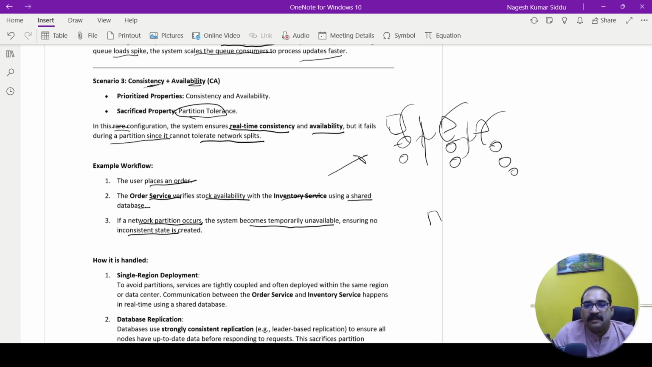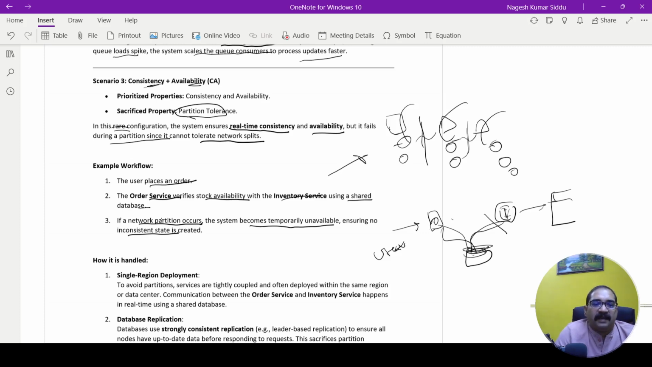That means this is an order service, this is an inventory service, right? Now if I use the same database, order service refers to the database, and inventory service also refers to the same database. You may ask why? Because this is just for ordering purposes, for the user interface, whereas the inventory service can be for an inventory manager or stock manager who reads these reports and may use them for reporting or for further ordering with their vendors. So these two services use the same data. If one is not available, the other will still be able to get the data. So if a network partition occurs, the system becomes temporarily unavailable, ensuring no inconsistent state is created.